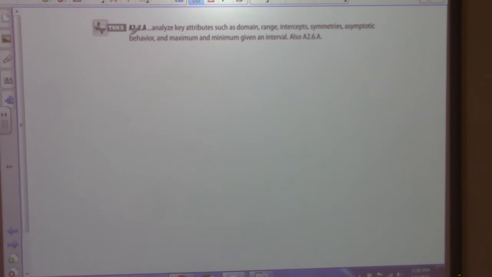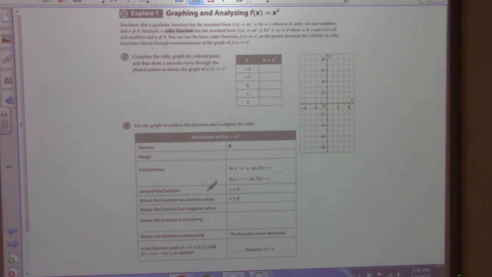Okay, and then we're going to analyze key attributes like domain, range, intercept, symmetries, asymptotic behavior, maximum and minimum, given as an interval. And I'm glad Ben mentioned vertex, because there's something I didn't mention in the other classes that I think is important that's very much related to a vertex. We'll talk about that in a little bit.